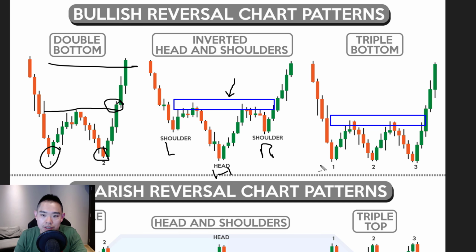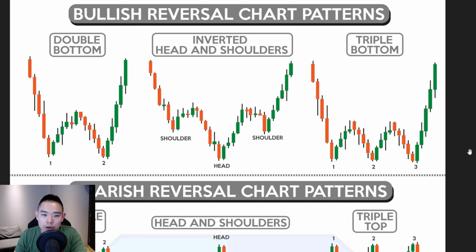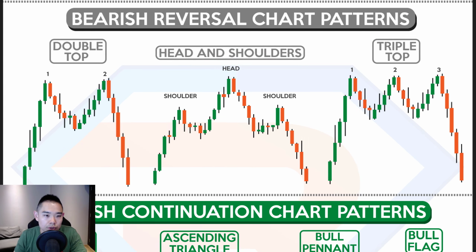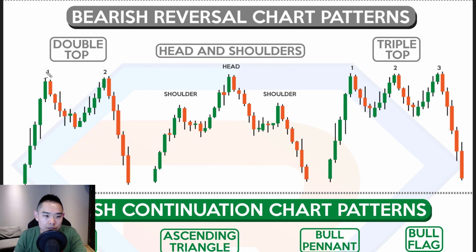Notice the price tested once, twice, 3 times, couldn't break out lower, and when it breaks above this neckline, we say that the market could possibly head up higher from there. And then we spoke about the bearish reversal chart patterns. Let me zoom in. So again, this is just the inverse, a double top, tested once, tested twice, couldn't go up higher. Then when the price breaks below this neckline, we'll say that the double top pattern is completed and it could possibly head down lower.